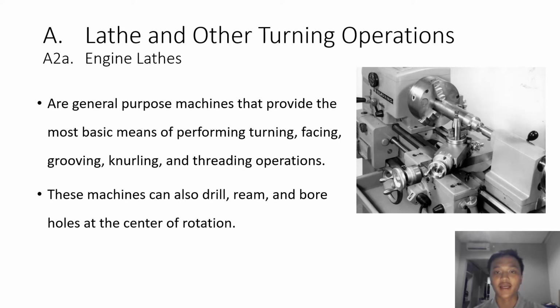The next one is engine lathes. Engine lathes are general purpose machines that provide the most basic means of performing turning, facing, grooving, knurling, and threading operations. These machines can also drill, ream, and bore holes at the center of rotation.